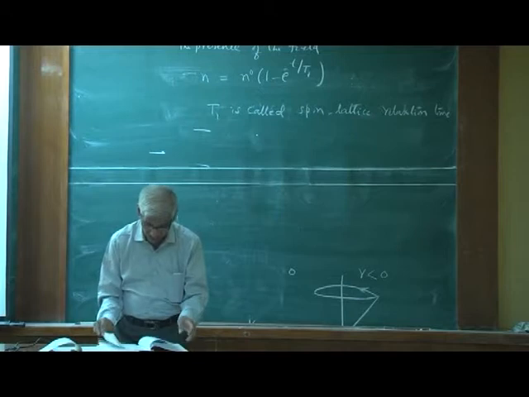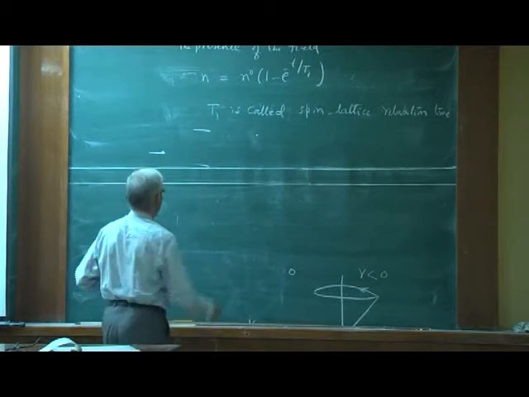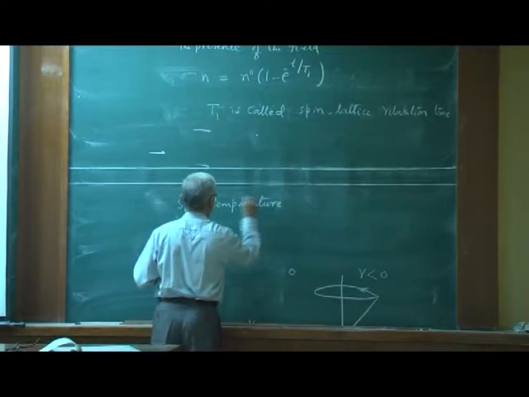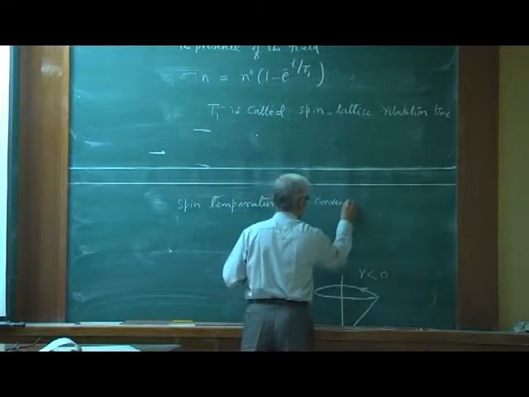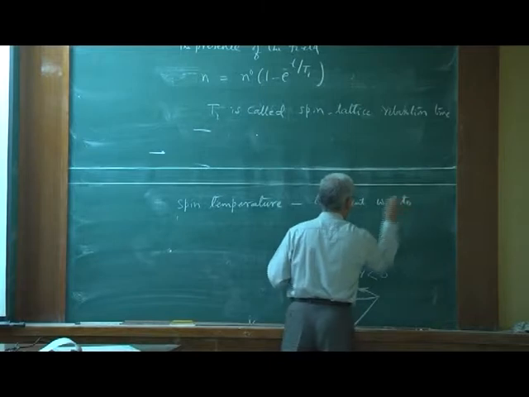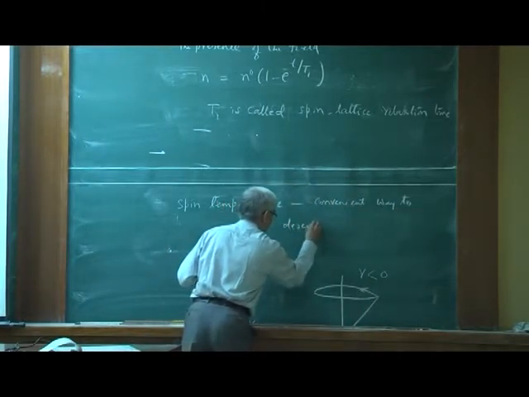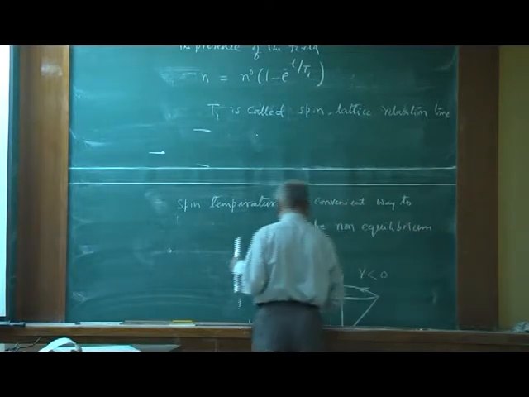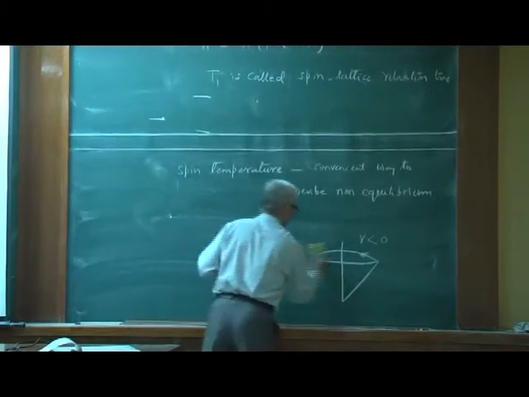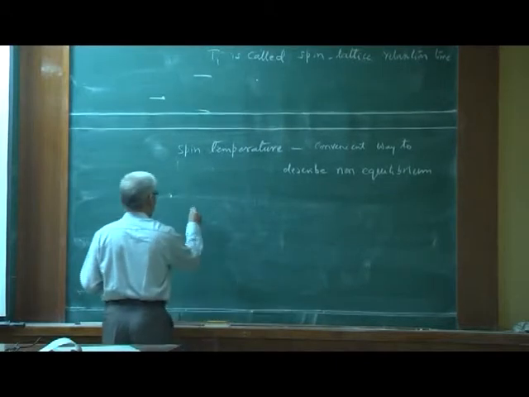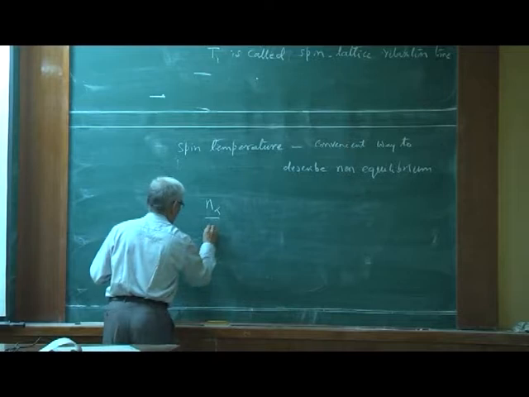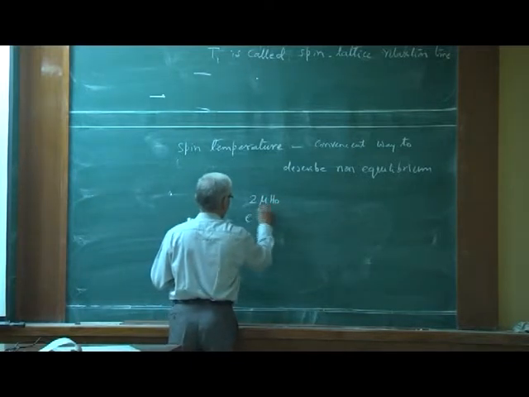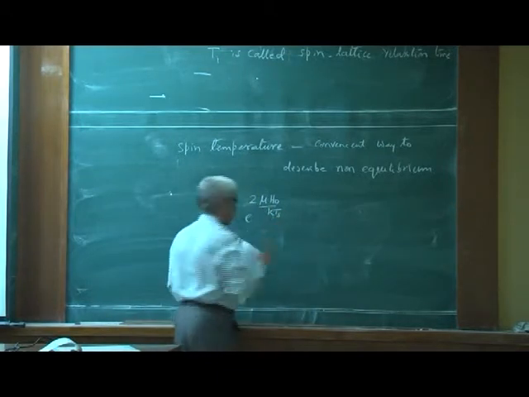Okay, and then we also talked about another concept called the spin temperature. Spin temperature is a convenient way to describe a non-equilibrium state. For a two-level system, we wrote n alpha by n beta is equal to e to the 2 mu H naught by k T S. T S is called the spin temperature.